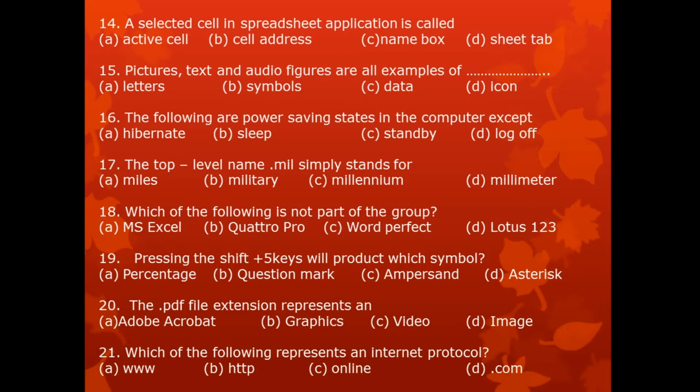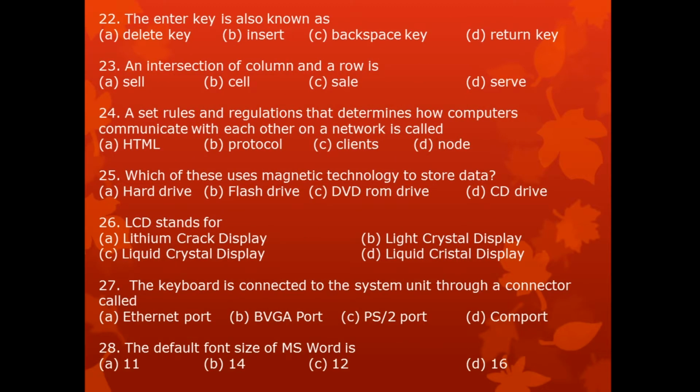Question 22. The enter key is also known as A. Delete key, B. Insert key, C. Backspace key, then D. Return key. An intersection of a column and a row is A. Cell, B. Cell, C. Cell, D. Cell.